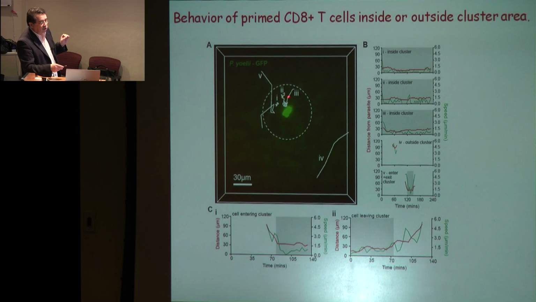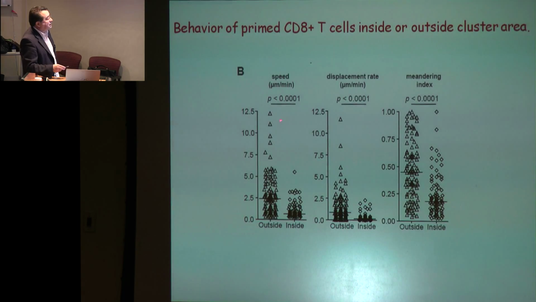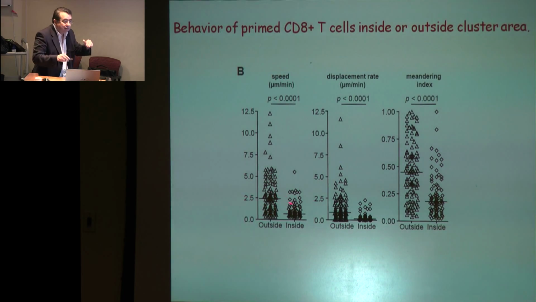However, when there is an infected hepatocyte, they cannot keep that behavior. Here we compare the speed of the CD8 cells inside the cluster versus outside the cluster. Outside the cluster, the cells in general go very quickly. They have a high speed, scanning the liver. However, when they find the cluster and get inside it, they move very slowly. They just get trapped there.